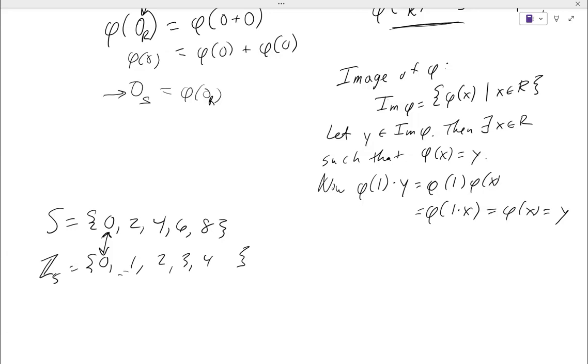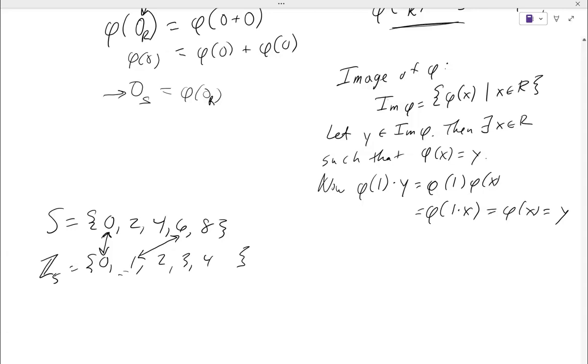Square 2, you get 4, doesn't work. Square 4, you get 6, that doesn't work. Square 6, you get 6. Square 8, you get 4. So the only possibility that you can get for the identity is 6, right? So if it's going to work, 1 has to get mapped to 6. If it's going to work, right? That was what we just established, isn't it?